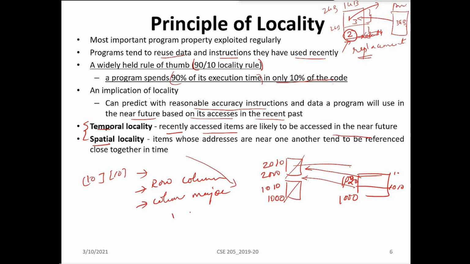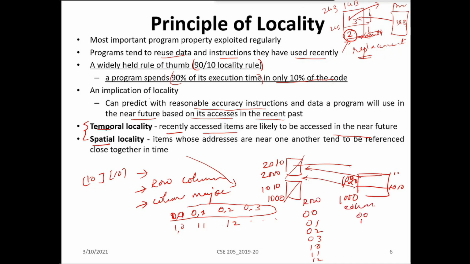So this is row major. Suppose you have 0 0, 0 1, 0 2, 0 3, similarly 1 0, 1 1, 1 2, and so on. Row major means it will be stored like this: first 0 0, then 0 1, 0 2, 0 3, and then 1 0, 1 1, 1 3. For column major, it will be 0 0, 1 0, 2 0, next 0 1, 1 1, 2 1. This is column major, isn't it?